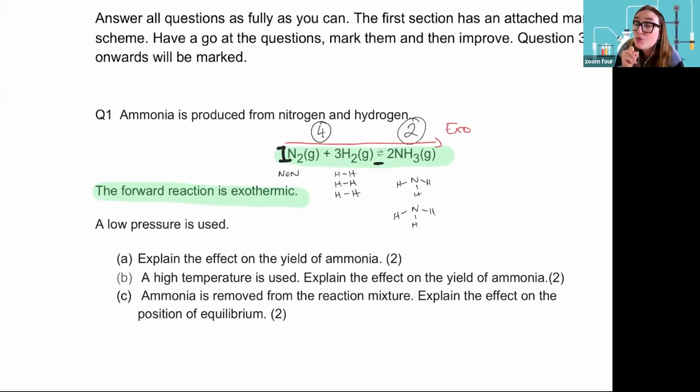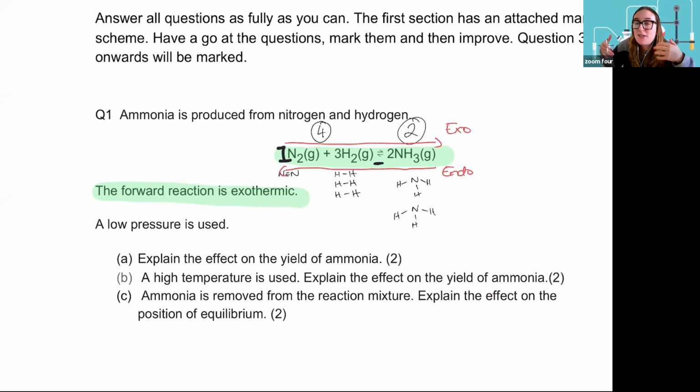If the forward reaction is exothermic, then the backward reaction must be fantastic, good, brilliant. It must be endothermic, and we learned that when we did reversible reactions. So I'm just going to quickly draw on here endo as well. Okay. Now, none of that is actually the question yet.